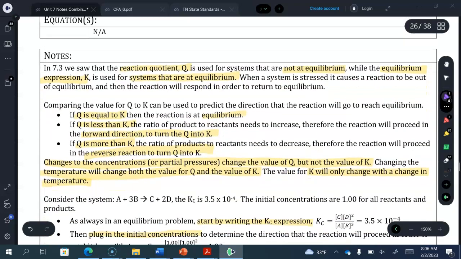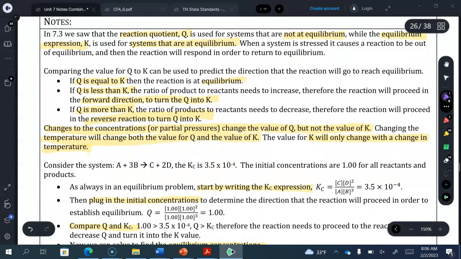In 7.3, we saw that the reaction quotient Q is used for systems that are not at equilibrium, while the equilibrium expression K is used for systems that are at equilibrium. When a system is stressed, it causes a reaction to be out of equilibrium, and the reaction will respond in order to return to equilibrium. If we compare the value for Q to K, it can be used to predict the direction that the reaction will go to reach equilibrium.